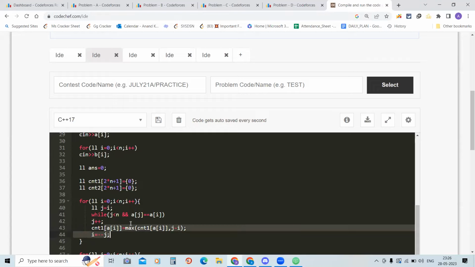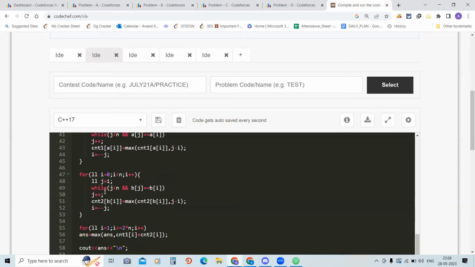So count1 of ai is equal to maximum, I maximize it with this j minus i value, and then I set my i to be equal to j minus 1, so that in the next iteration, when i gets incremented by 1, I move to the j value. If you don't do this, then the same thing will keep on repeating. That will be kind of O of n square. Same thing I did for the second array, that is B array.